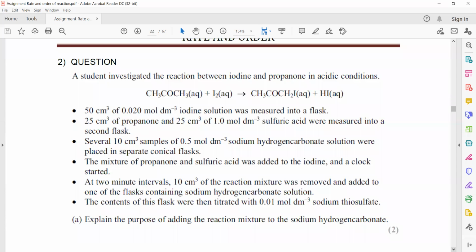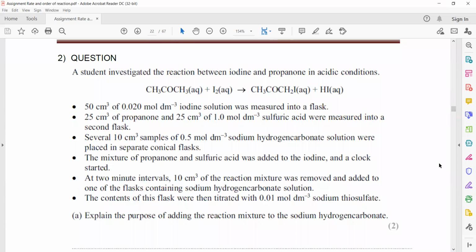Question 2. A student investigated the reaction between iodine and propanol in acidic condition. So you always find a similar question. Sometimes we have to sketch a graph from the concentration. So 50 cm cube of 0.02 mole per dm cube iodine solution is measured in a flask. 25 cm cube of propanol and 25 cm cube of sulfuric acid are added.